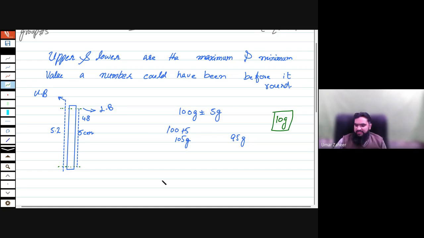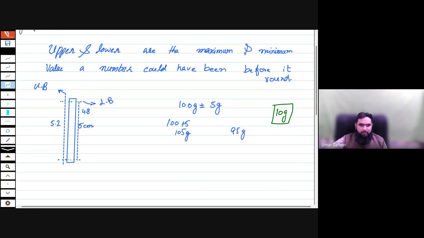Let's see how to do the example. Obviously, it is going to be more clear. Just a minute, I will take an example. Just one minute.